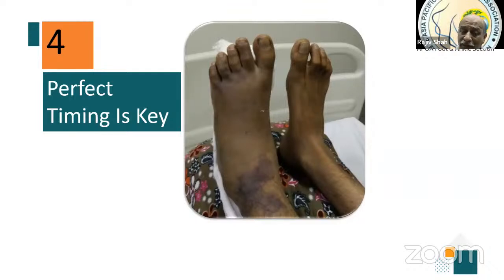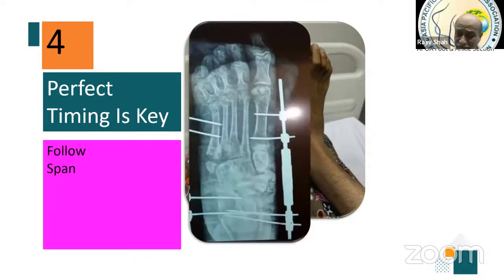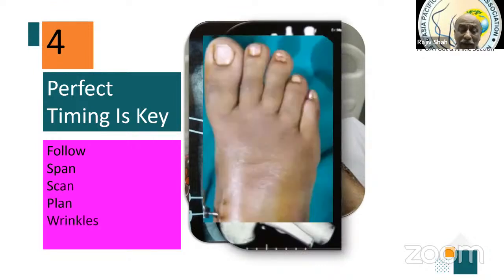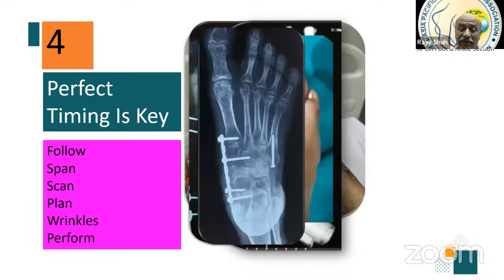Now, the fourth principle or commandment of midfoot trauma management is perfect timing. Your timing should be perfect. Such an injury requires that you span, then scan, wait for wrinkles, plan, and perform. So with such an injury, you first span both the columns, not one column. Then scan, then plan, and then look for the wrinkles. When the wrinkles are there, you perform the surgery. So this is how perfect timing matters a lot in midfoot trauma management.